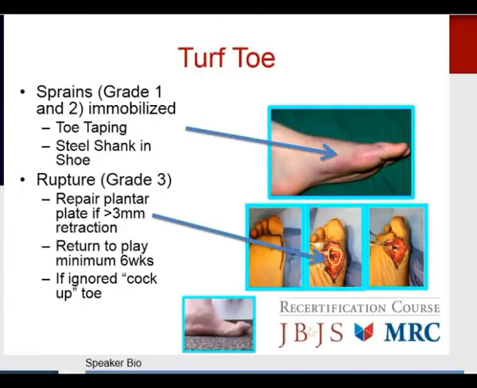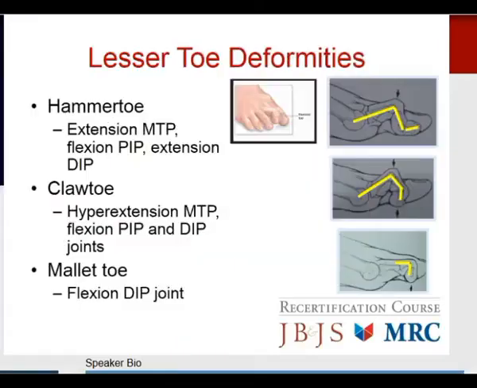If you don't repair it and you leave it alone, you wind up with a so-called cock-up toe deformity, which is miserable for a professional athlete, especially a wide receiver or someone that sustains this type of injury, because they can't run anymore. They end up getting a lot of pressure off the forepart of their foot, and they have difficulty doing their athletic activities. So it's important to recognize that if you see a grade 3, repair it early.